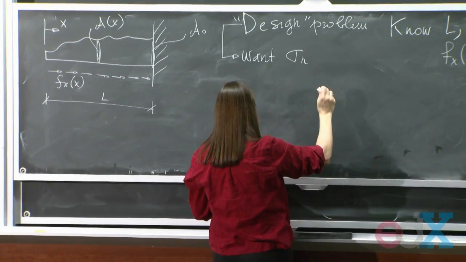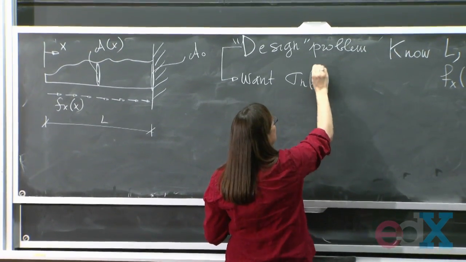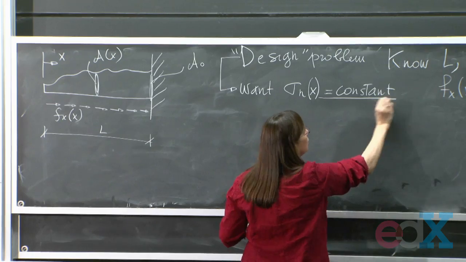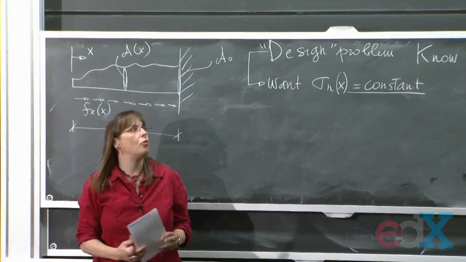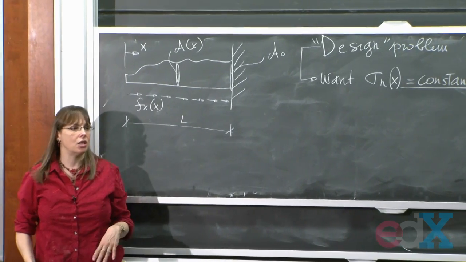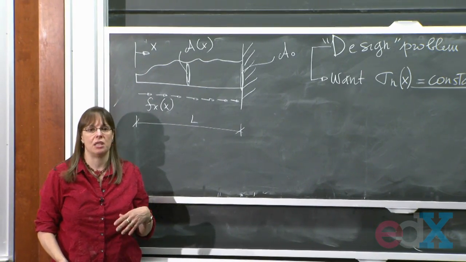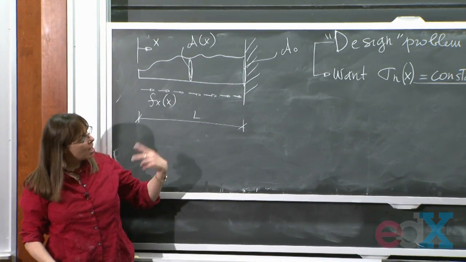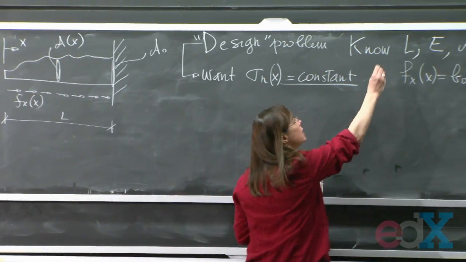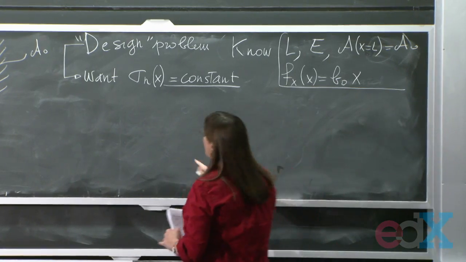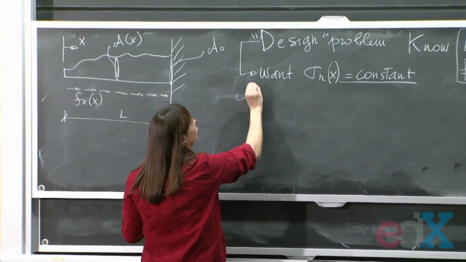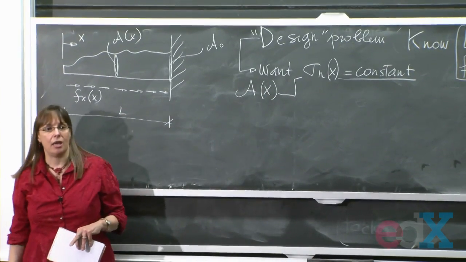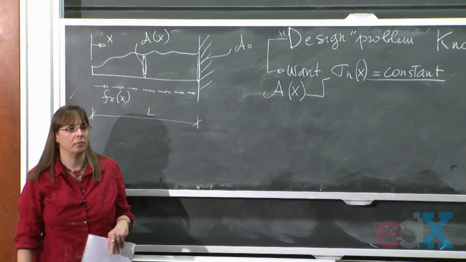So the design part is that I want sigma n of x to be constant. So that's my design criterion. I want to have a bar in which the stress is constant. All right? That means it has the same chance of breaking everywhere. Hopefully of not breaking everywhere, right? So I want sigma n of x constant. I know all this stuff. And so what I want is to figure out A of x so that it gives me a constant sigma n, right? So that's my plan.